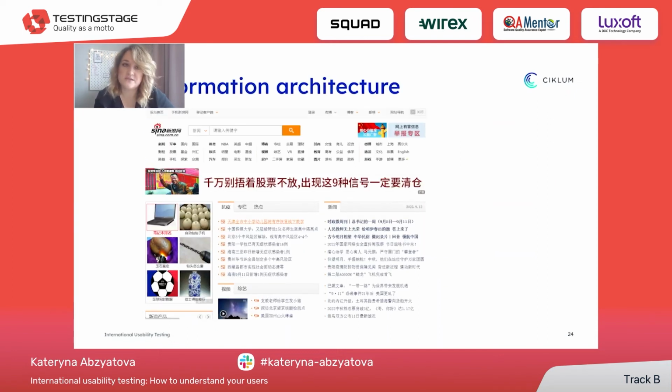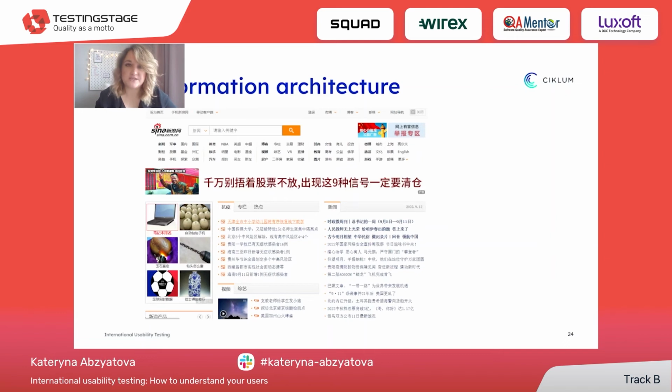One more option is information architecture. For us sometimes it's very obvious how the site should look, with the usability criteria we can apply. But for example, in the USA and Western Europe, we prefer to have a lot of categories of the site as separate pages.